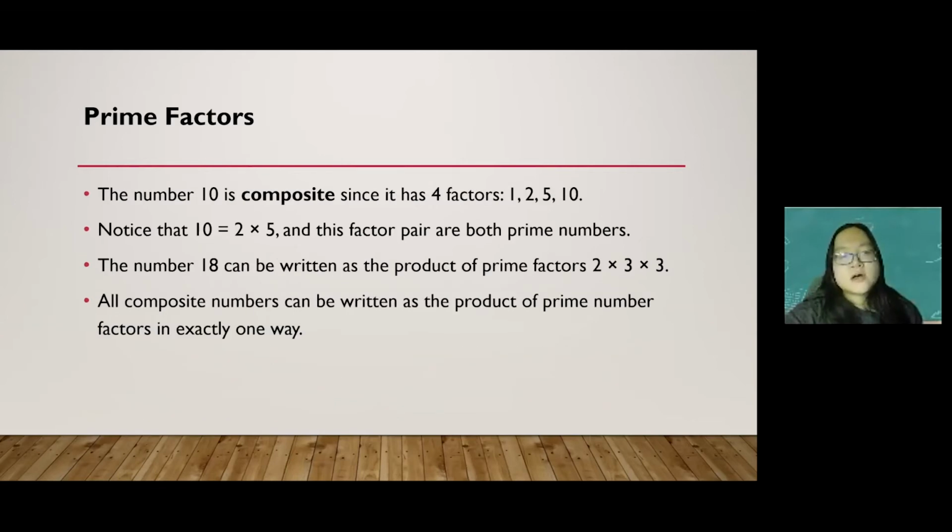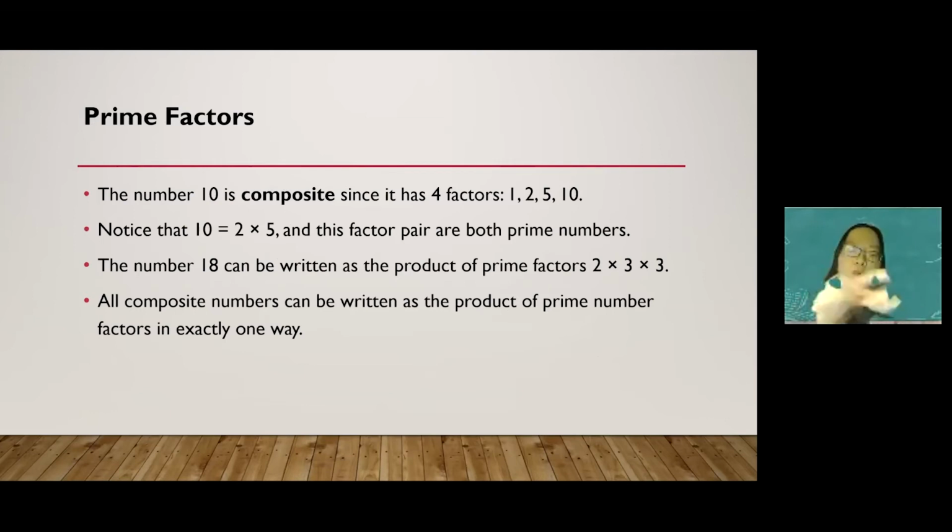The number 10 is composite and it has 4 factors: 1, 2, 5, 10. Notice that 10 equals 2 times 5, and this factor pair are both prime numbers. The number 18 can be written as the product of prime factors 2 times 3 times 3. All composite numbers can be written as the product of prime number factors in exactly 1 way.